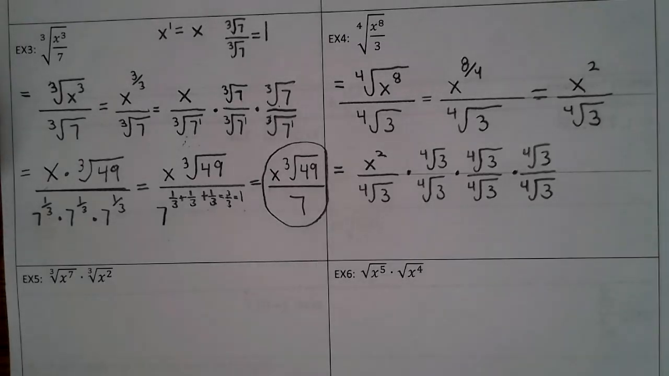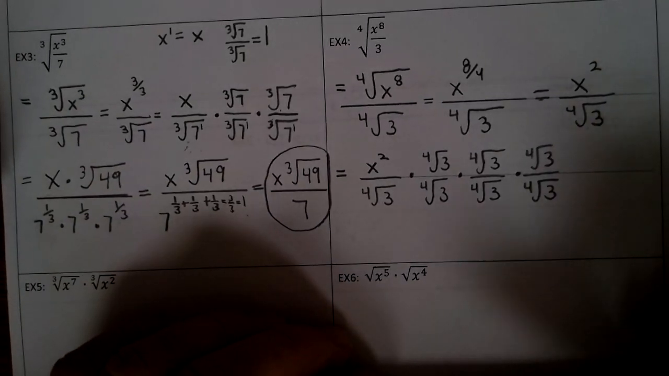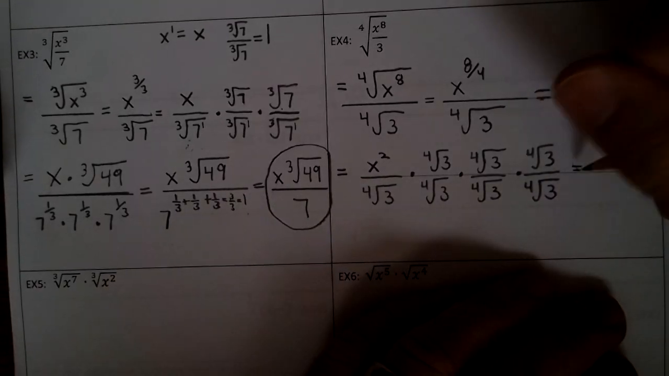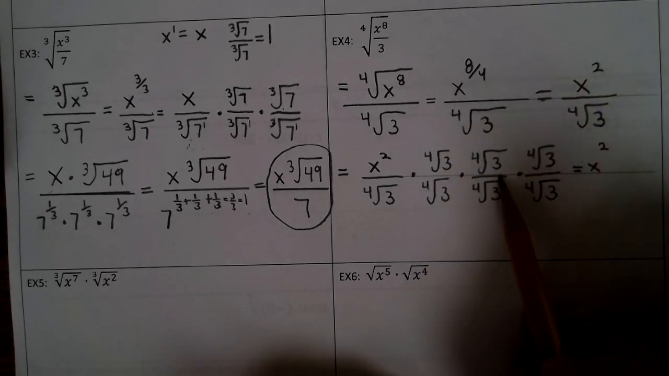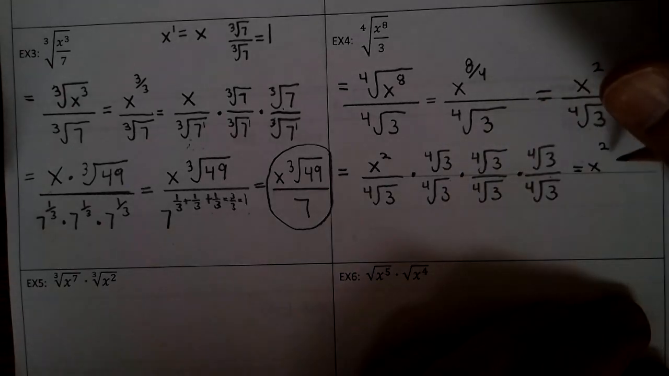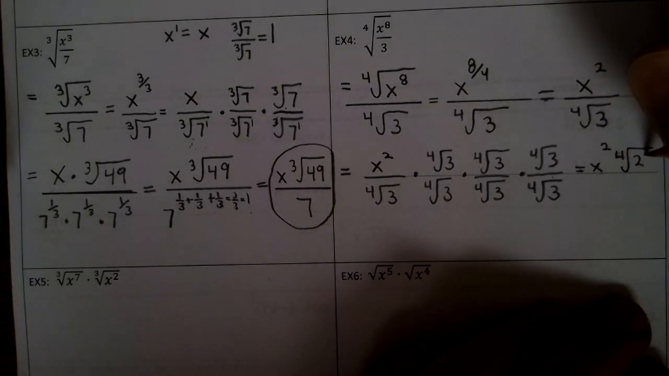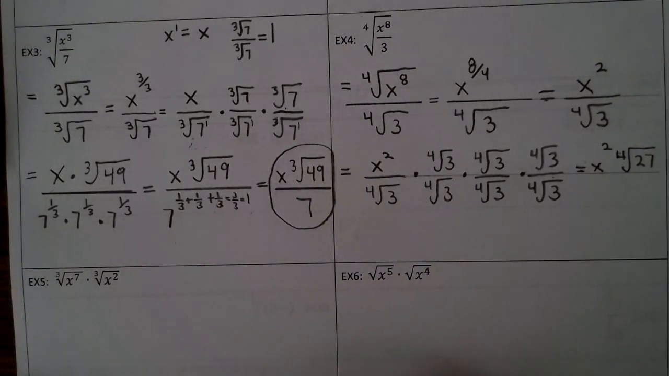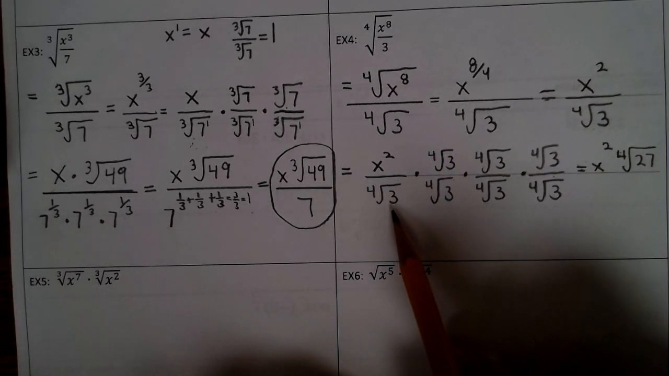Which equals x squared. Now, 3 times 3 is 9, 9 times 3 is 27, so this would be the 4th root of 27 divided by... Now we know that we can write this as, that's 3 to the 1/4 power.